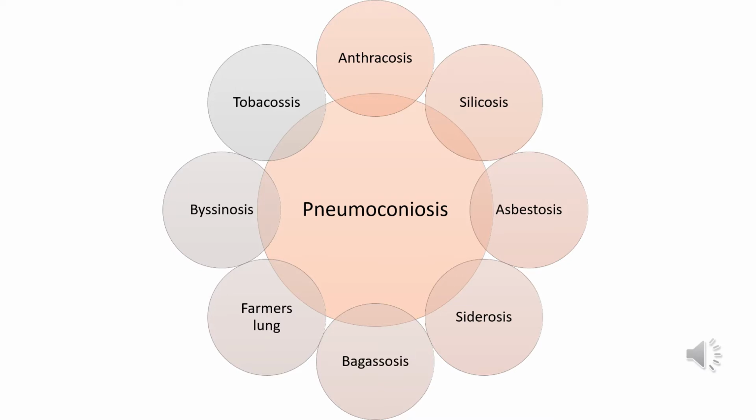So here are some examples of pneumoconiosis. These include anthracosis, silicosis, asbestosis, siderosis, bagassosis, farmer's lung, and tobaccosis. So depending upon the type of dust that was responsible for the development of pneumoconiosis, these are certain varieties of pneumoconiosis.